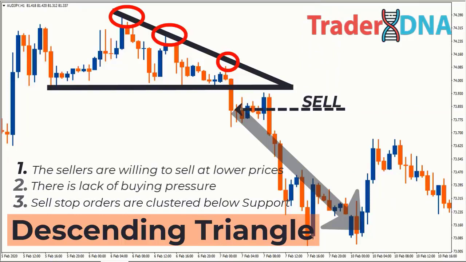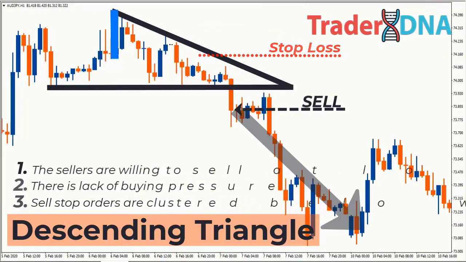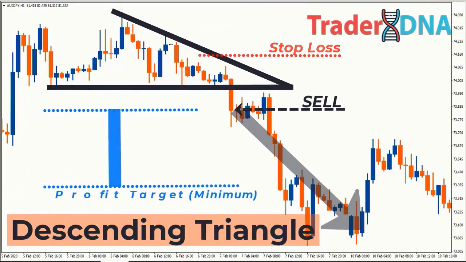So, where should you put your stop loss? A stop loss could be placed just above the upper trend line. Your minimum profit target goes the same distance away as the back of the triangle.